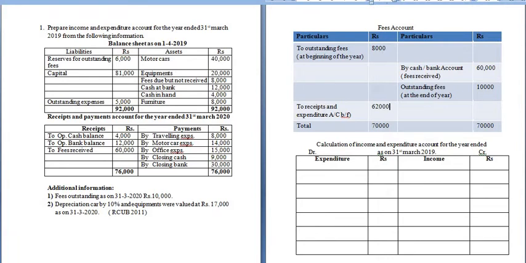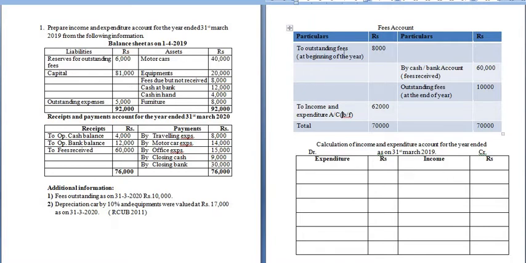So this is to receipts and expenditure account, or income and expenditure account. Balancing figure is how much? So that is 62,000. This goes to the income side. Is it clear regarding the fees account?